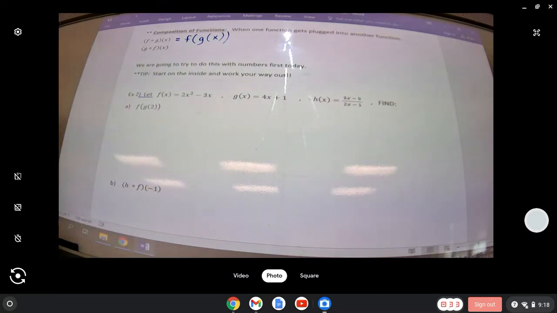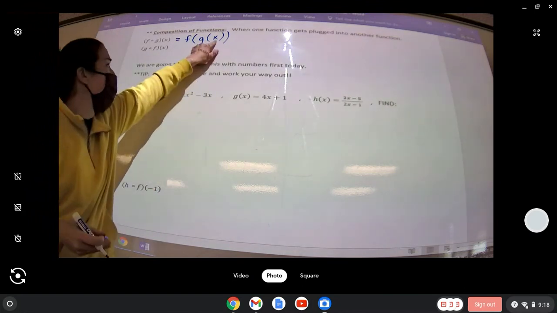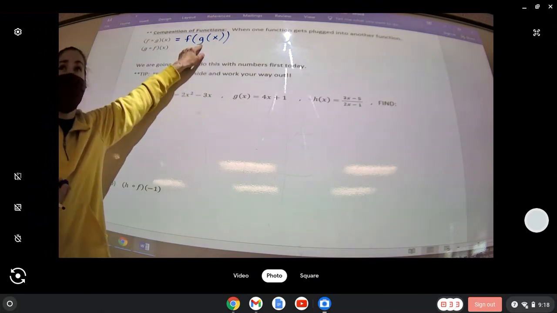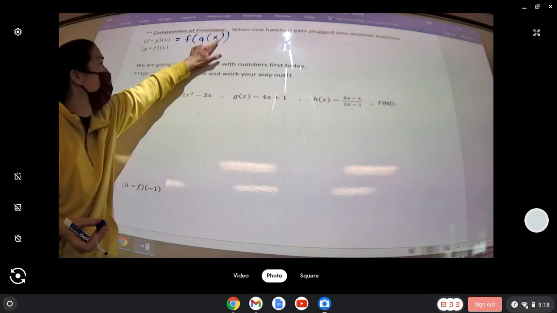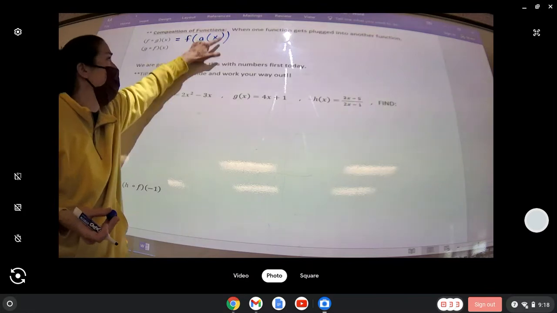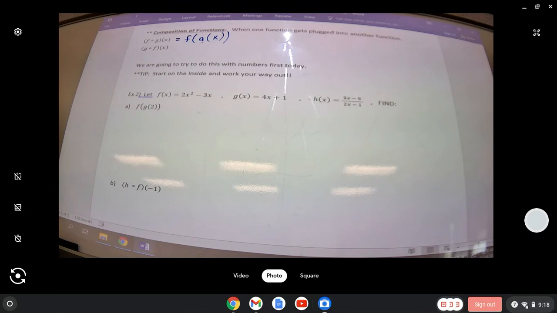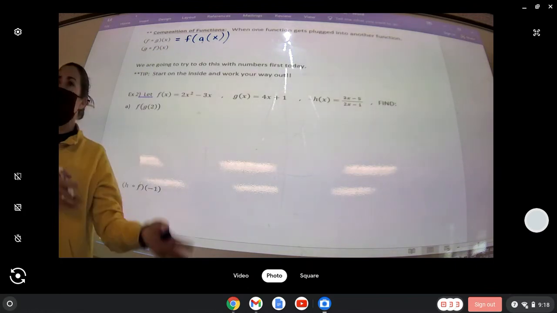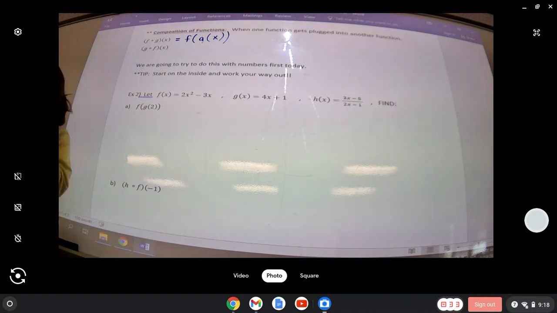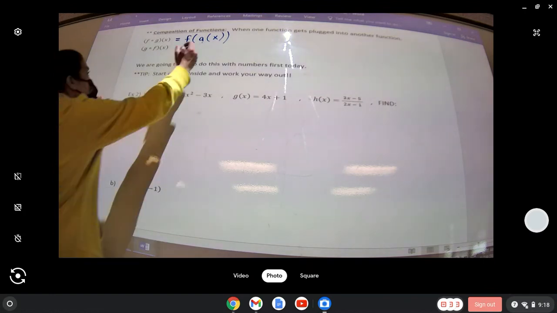So technically what's happening, guys, with compositions, you work from the inside and then you try to break your way out. So first, x is getting plugged into the g of x function, and then you're taking the entire g of x function itself and plugging it into function f. So it can get a little complicated for sure, all right? But that's what you're doing. You're plugging functions into functions. You're starting on the inside and you're working your way out, okay?